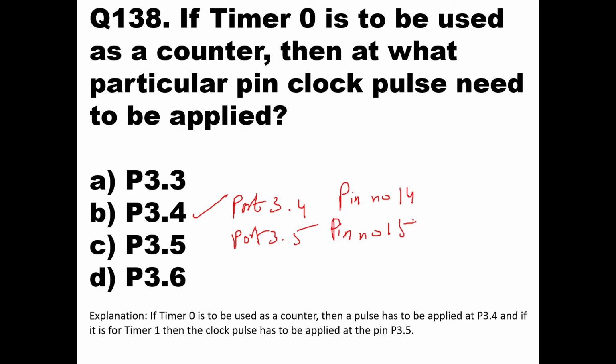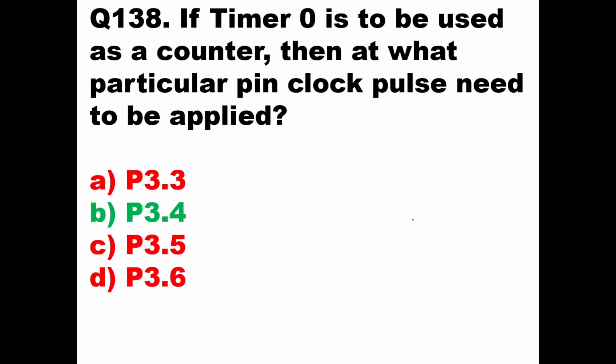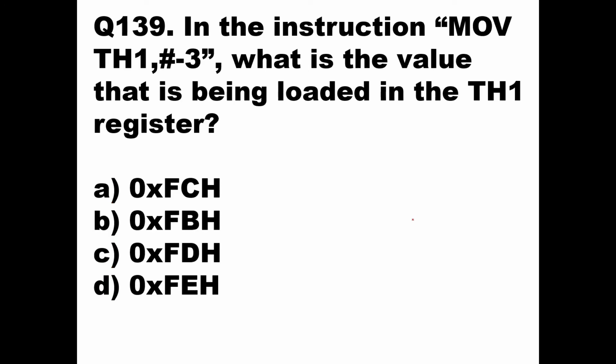Then for timer 0, it should be P3.4. Okay, so here you can see P3.4 will be the answer. Then we'll go to the next question.